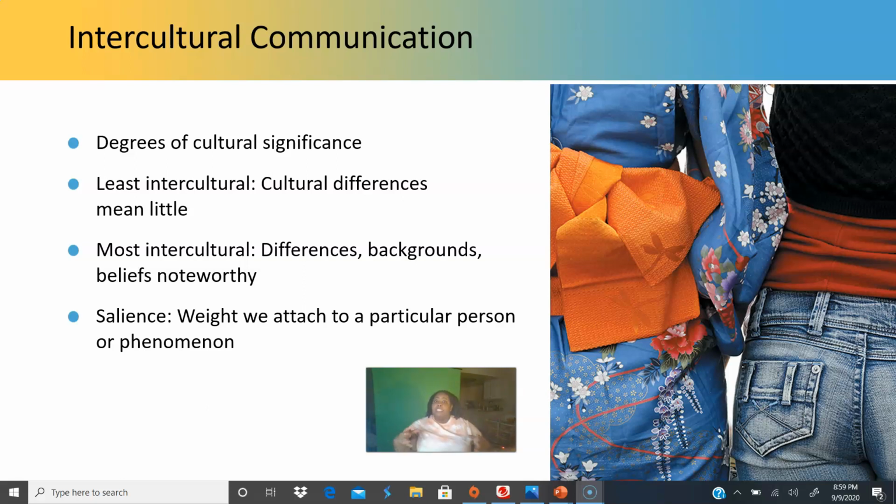So conversations can be from the least intercultural, for example, hey, where is your nearest gas station, through most intercultural. For example, how do I pronounce this sentence in another language? And salience just means what particular weight do we attach intercultural communication to the messaging. So if it has a lot of weight, more intercultural, least amount of weight, least intercultural.